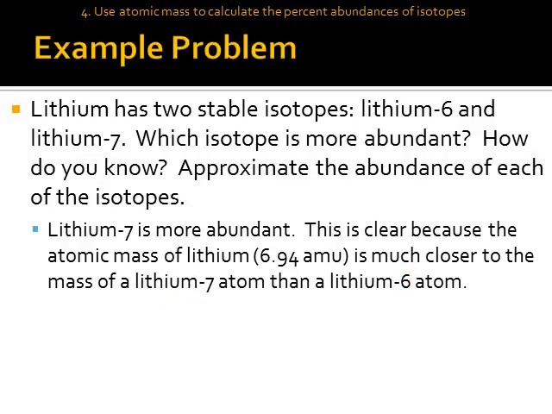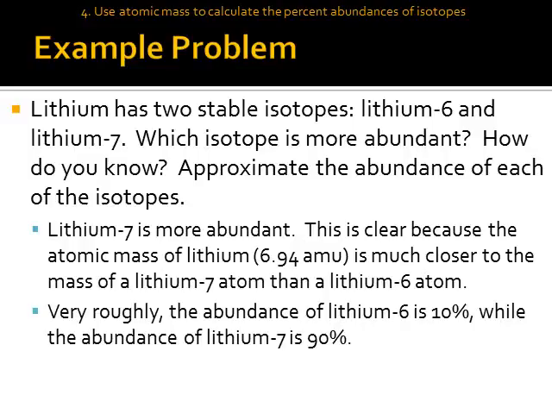And then the second part of the question, approximate the abundance of each isotope. Ask yourself, how much more lithium-7 would there have to be than lithium-6 in order to get this atomic mass of 6.94 AMUs? And if you're thinking about this, you don't need to do a calculation or anything, just approximate it. It's going to be at least 90%, 10%, because it's way closer to lithium-7 than lithium-6. So very roughly, the abundance of lithium-6 is 10%, while the abundance of lithium-7 is 90%.